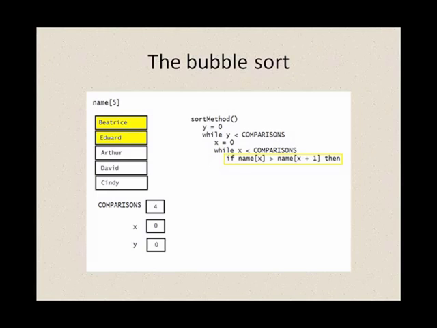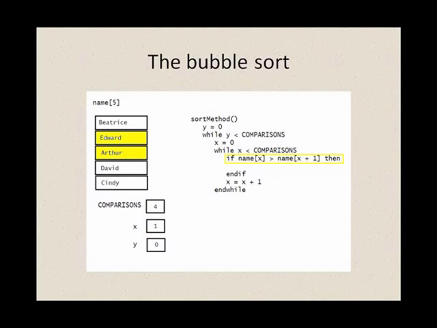You compare name x, which in this case is name 0, to name x plus 1, which in this case is name 1, and ask: is Beatrice greater than Edward? Alphabetically, Beatrice is not greater than Edward, so these two names are in alphabetical order and you want to leave them alone. So the if statement ends. Then you add 1 to x, so it's 1, and you reach the bottom of the loop and compare x to comparisons. X is 1, so you enter the loop.